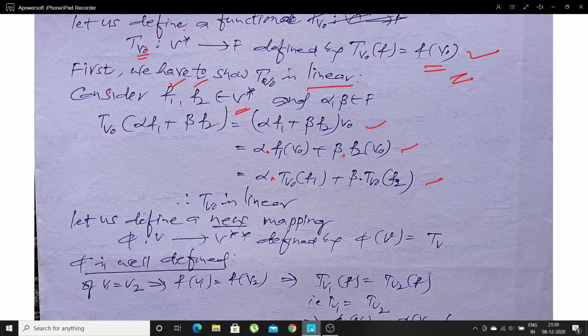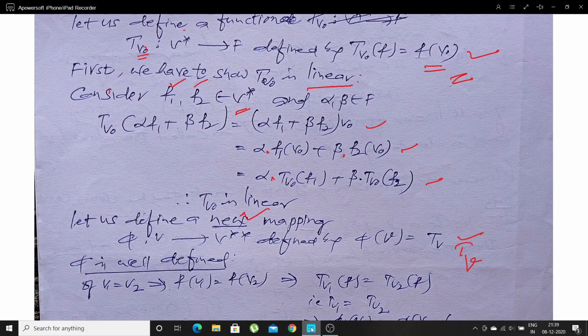Now, let me take a new mapping. I will call the new mapping phi. Phi is a mapping from V to V double star, that means the double dual, defined by the condition phi of V equal to T V, that is T V. Whenever we see the words new mapping, as I said a number of times, we have to check whether this mapping works or not. That means we have to see whether the mapping is well defined or not.